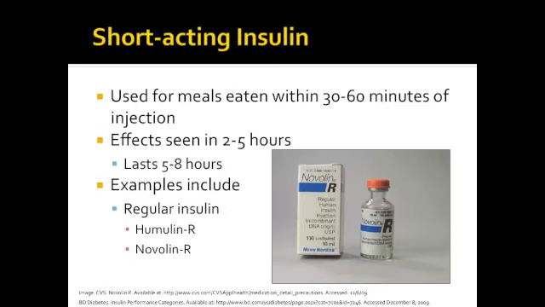Short-acting insulin covers insulin needs from meals that are eaten within 30 to 60 minutes of injection. The effects peak in 2 to 5 hours and last 5 to 8 hours. Regular insulin is the short-acting insulin that is used, and it comes in brand names of Humulin R and Novolin R.